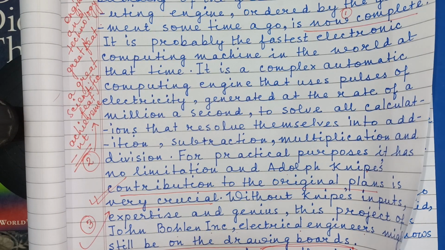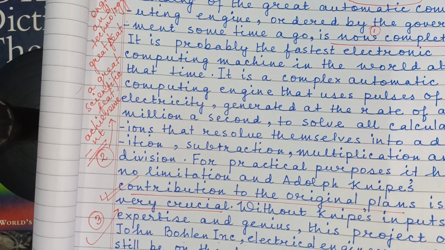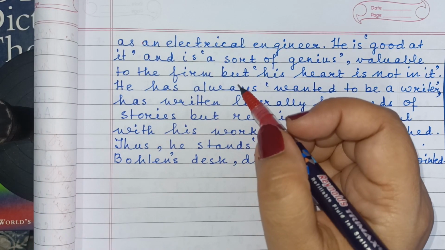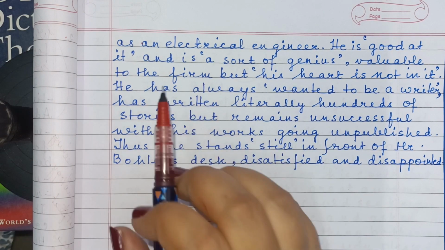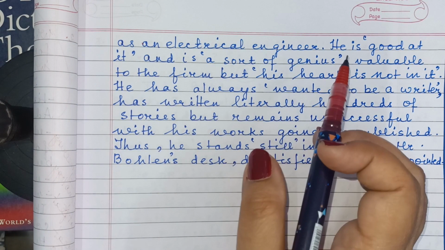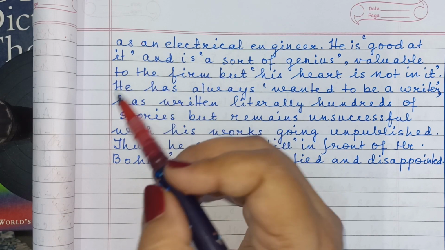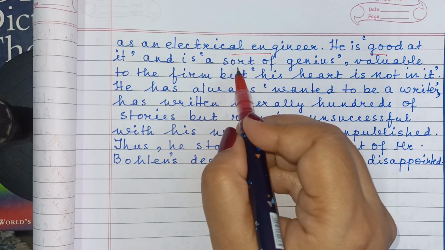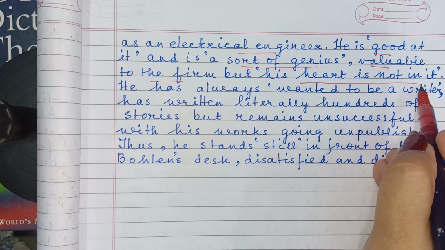So next page, just the conclusion, the reason. Why does he react to it? The length will automatically adjust if you edit the description of the machine a little. I have not edited it so that you can just have a look. So he does not care much for his work as an electrical engineer. He is good at it and is a sort of genius, valuable to the firm, but his heart is not in it.